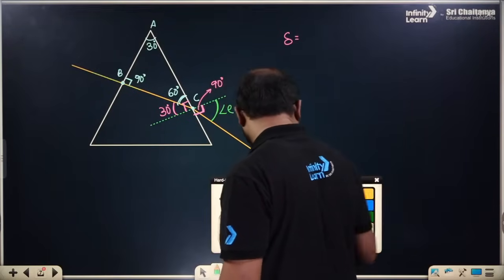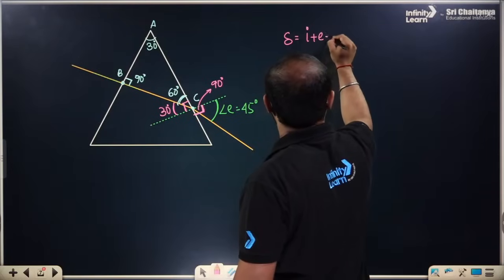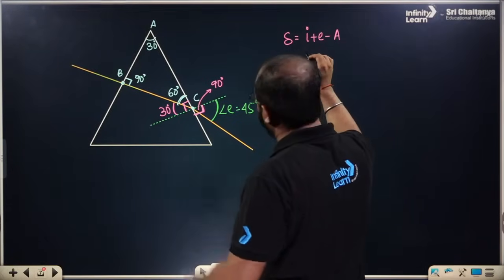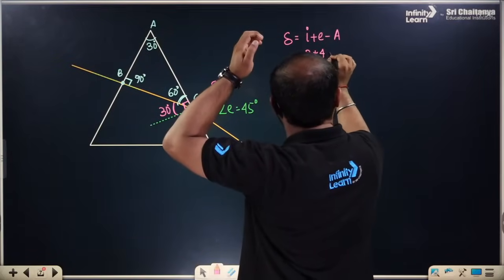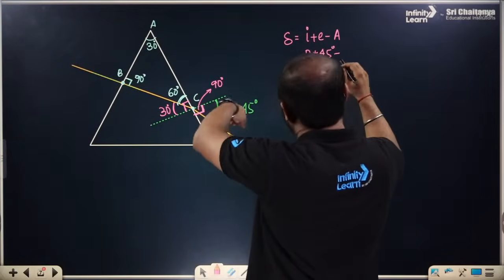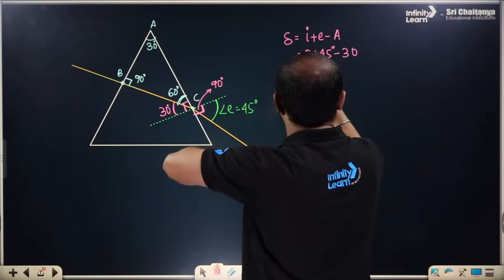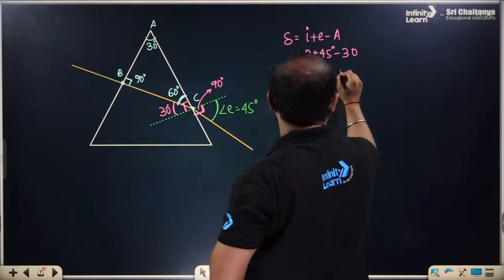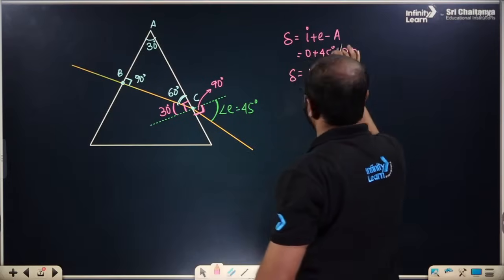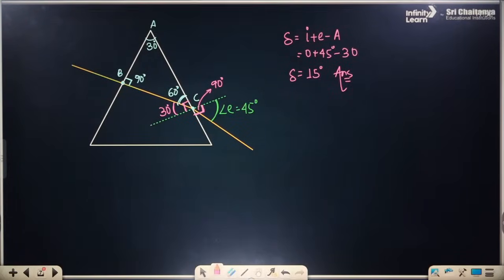We know that the deviation will be angle I plus angle E minus angle of prism. Angle I is going to be 0, obviously. Angle E is coming out to be 45 and minus angle A, that is 30 degree. So as you can see, it is going to be 15 degrees. So deviation comes out to be 15. One line, if you know the geometry, it can be done.